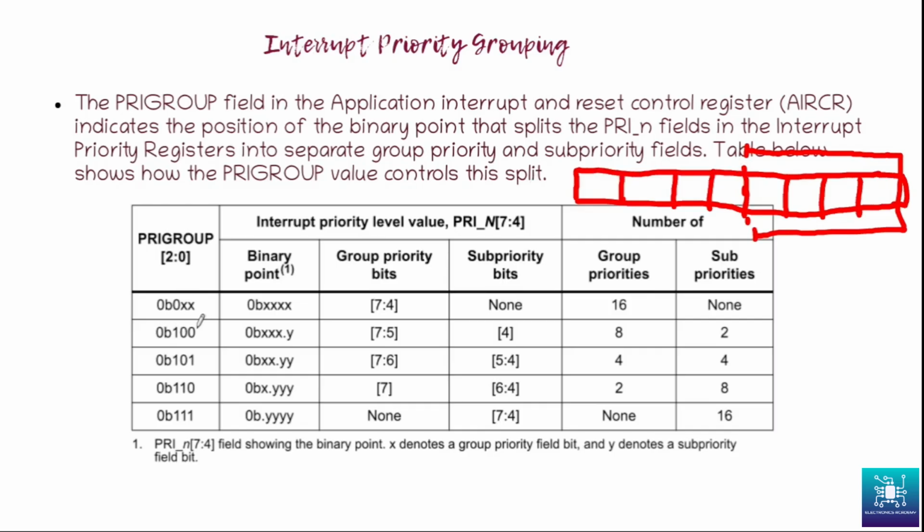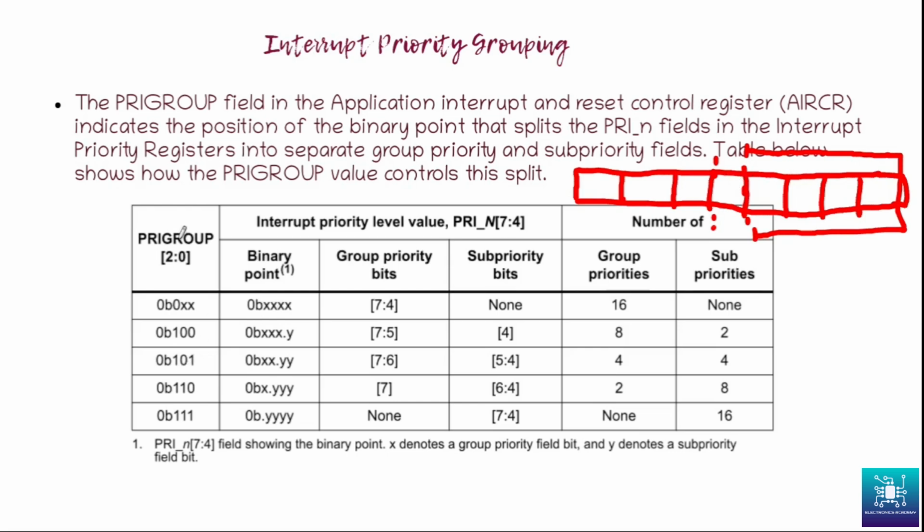Setting this to 100 has a split of 5 to 7. Okay, we will have 4 group priority bits out of 7, and 1 sub priority bit. So you will have 8 group priorities and 2 sub priorities. That is, it splits here: the group priority comes here, and you just have a choice of 0 and 1 for the sub priority. So 2 sub priority levels.